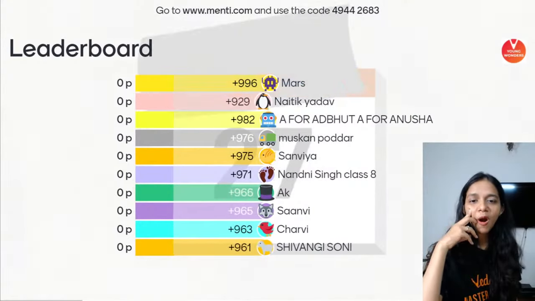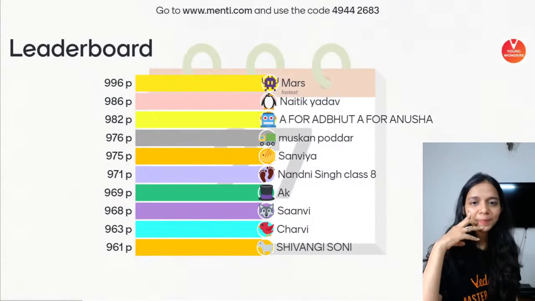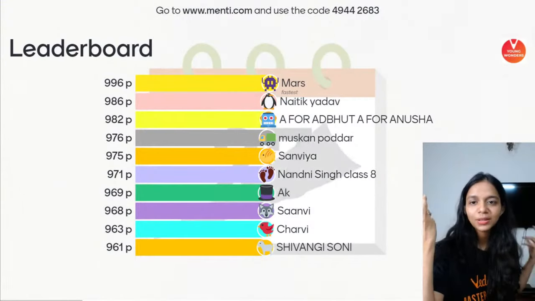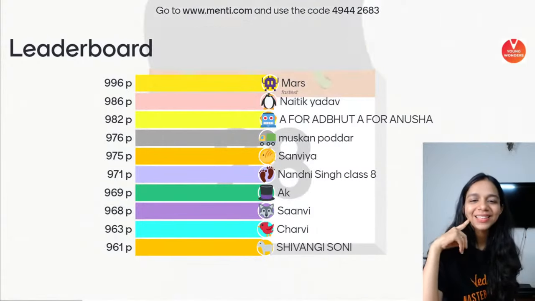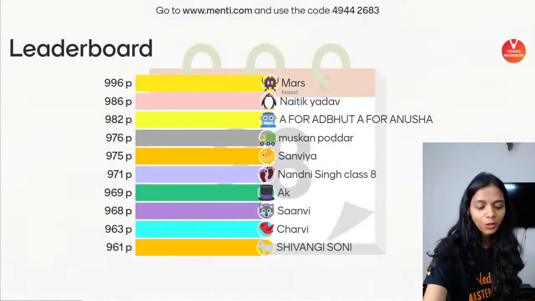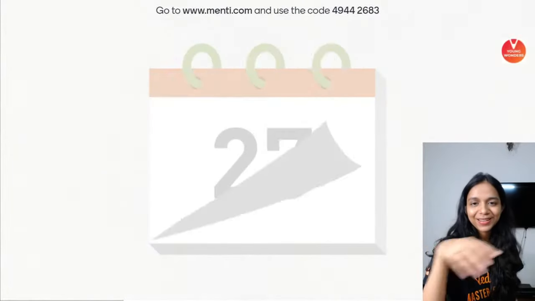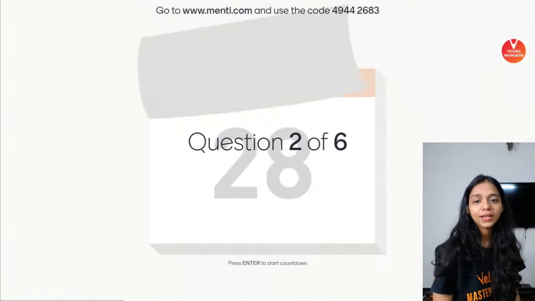The leaderboard is in front of us. And Mars is the fastest. Then we have Naitik. Then we have A for Adbhut, A for Anusha. Wah. Then we have Muskan, Sanviya, Nandini, AK, Sanvi, Charvi and Shivangi on top of the leaderboard. Good. Next question is in front.